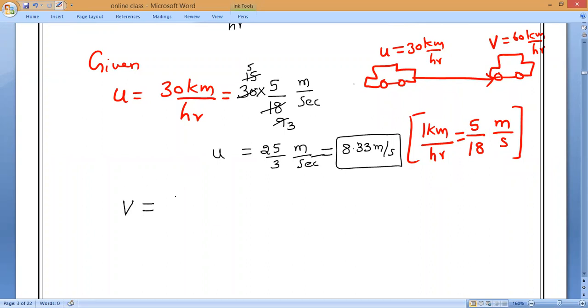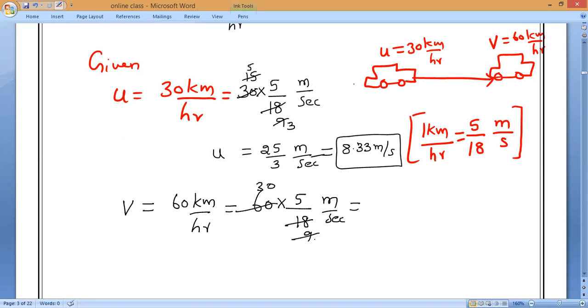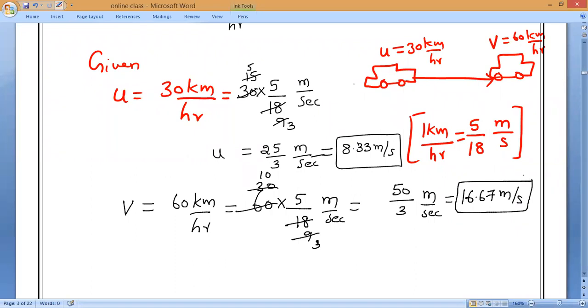Next, final velocity verified. 60 kilometer per hour, which equals 60 into 5 by 18 meter per second. If you solve, 2 9s are 18, 2 30s are 60; next, 3 3s are 9, 3 10s are 30. It will come to 50 by 3 meter per second, which equals 16.67 meter per second. Is it okay, everyone?